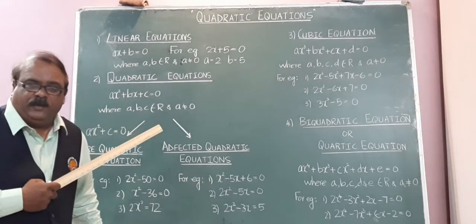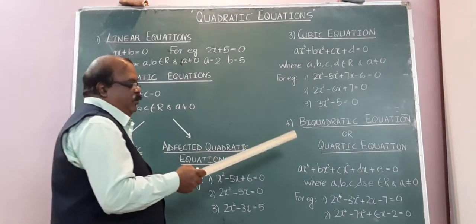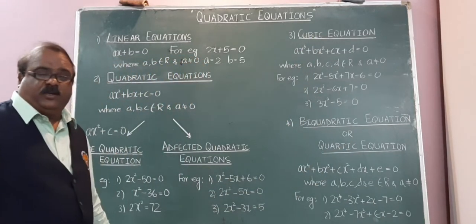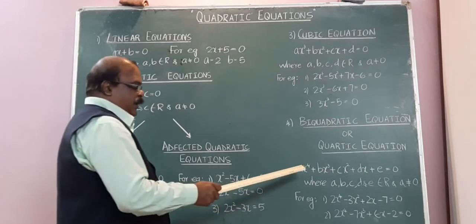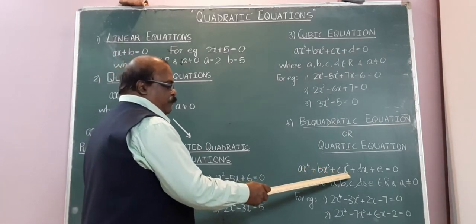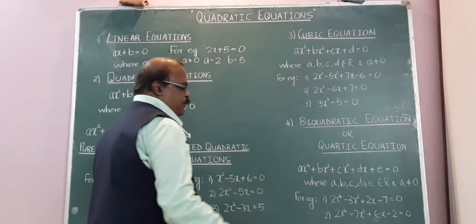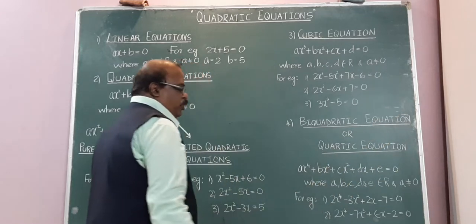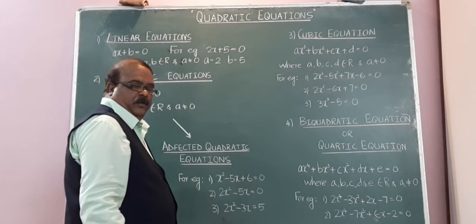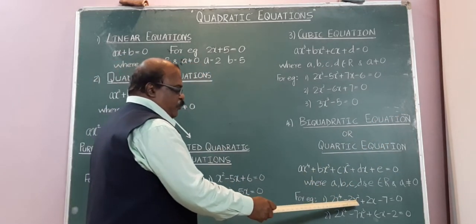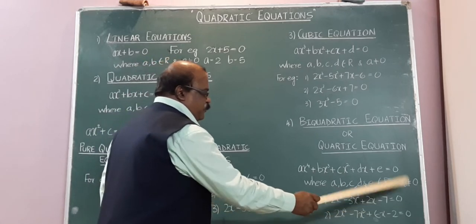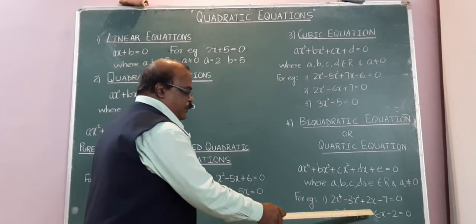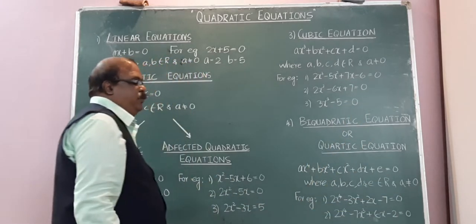The last type is a biquadratic equation, or I can also call it a quartic equation. It's an equation of the form ax raised to 4 plus bx cube plus cx square plus dx plus e is equal to 0, where a, b, c, d and e are real numbers and a is not equal to 0. For example, 2x raised to 4 minus 3x square plus 2x minus 7 is equal to 0. 2x raised to 4 minus 7x cube plus 6x minus 2 is equal to 0.